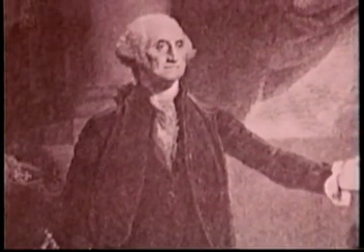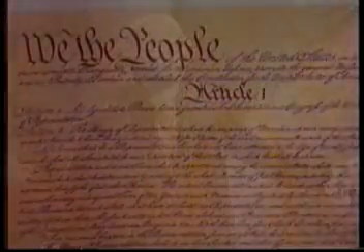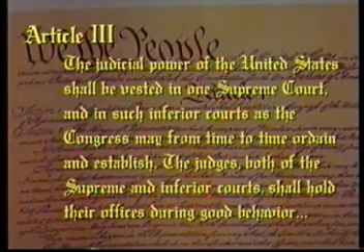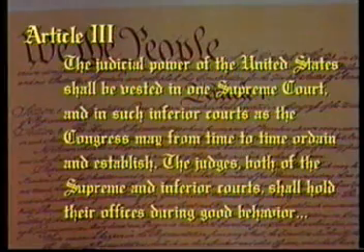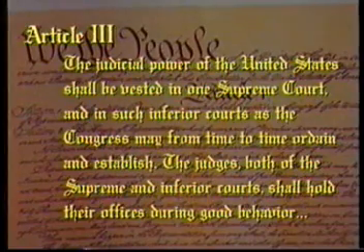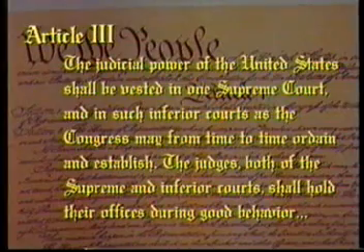The final version of the delegates' deliberations can be seen in Article 3 of the Constitution. The judicial power of the United States shall be vested in one Supreme Court, and in such inferior courts as the Congress may from time to time ordain and establish. The judges, both of the Supreme and inferior courts, shall hold their offices during good behavior. Put simply, these judges would serve for life unless removed from office for serious offenses.